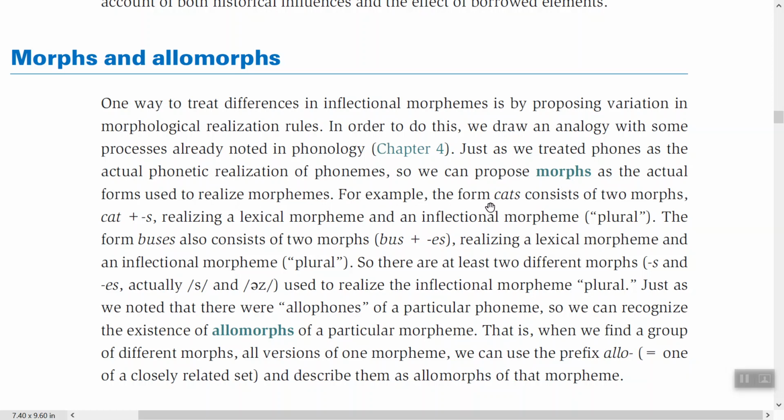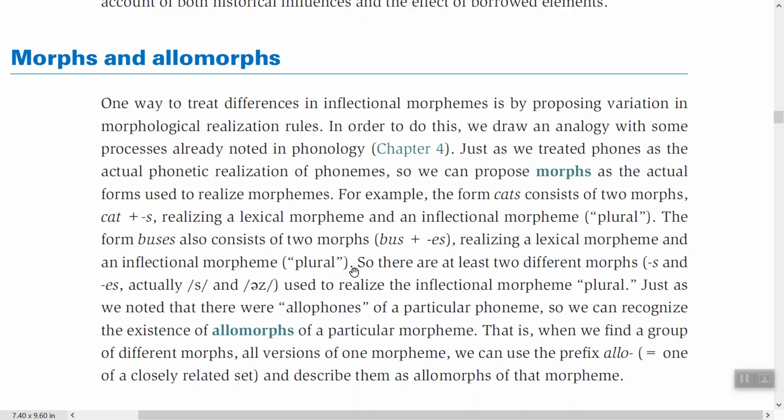For example, the form cats consists of two morphs. Cat plus s. Two morphs, realizing a lexical morpheme and an inflectional morpheme. Cat is what? Lexical. S is what? Inflectional, plural. The form passes: pass plus es, realizing a lexical morpheme and an inflectional morpheme.